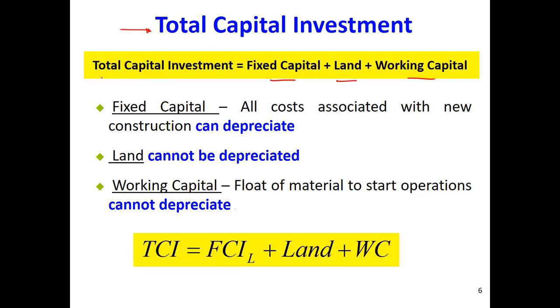So we can write this equation in another way. If we write it in abbreviation, we will have this: total capital investment is the fixed capital investment, plus land, plus working capital. We're gonna go through the details of each of them in the next few slides.